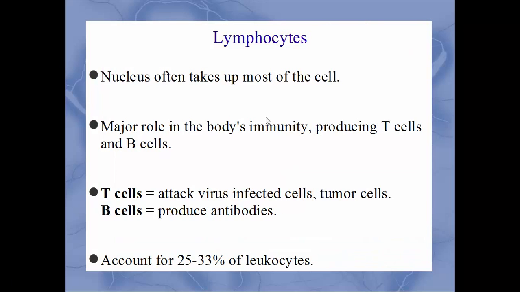Lymphocytes, for these, the nucleus will take up almost the entire cell. What you usually see is one big nucleus and a small ring of cytoplasm around it. These play a major role with the body's immunity system, producing both T and B cells. And we'll talk more about these in greater detail in a couple of chapters. The T cells will attack virus-infected cells like cancer cells or tumor cells. And the B cells are the cells that produce antibodies. And these will range anywhere from 25 to about 33% of all white blood cells.